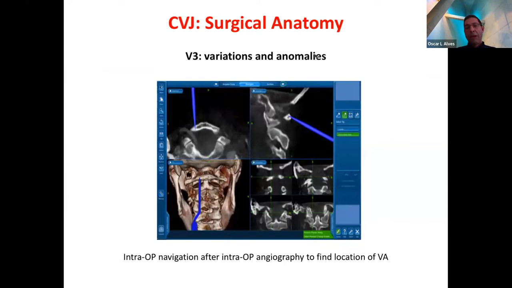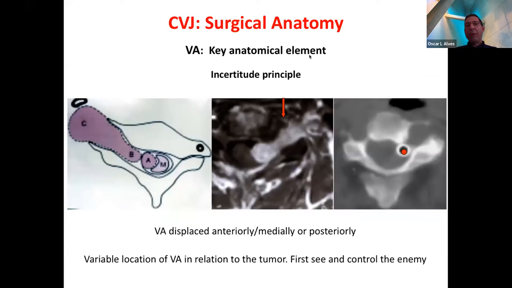So some of the time you need intraoperative navigation, and you might even need intraoperative angiography to find your vertebral artery. And why is this important? Because there is an uncertainty principle. If you look at, for example, these two cases, the relation of the vertebral artery with the tumor is completely different. The vertebral artery can be displaced, for example, in this case of cervical neuroma, anteriorly or posteriorly. So there is this variable location of the vertebral artery in relation to the tumor.